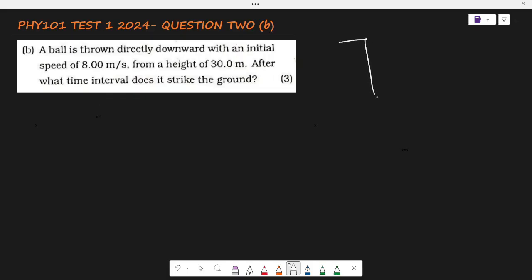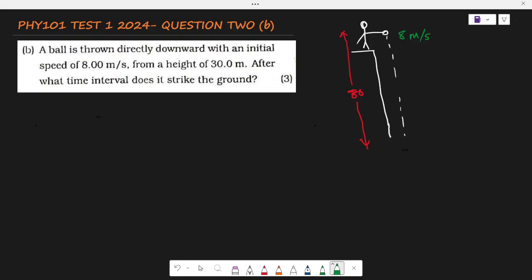Let's say we have a guy here, and this guy drops a ball from a height of, we are told, 30 meters. And as he drops this ball, it has an initial velocity of 8 meters per second. At what time interval does this ball hit the ground? That is what we're being asked to calculate.